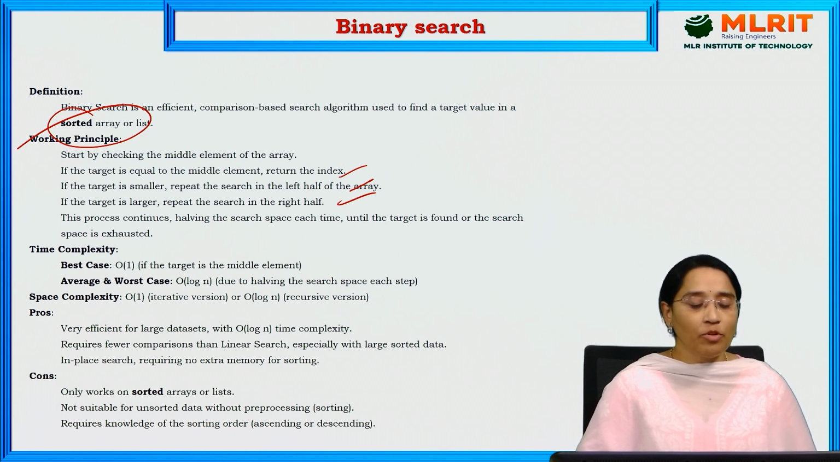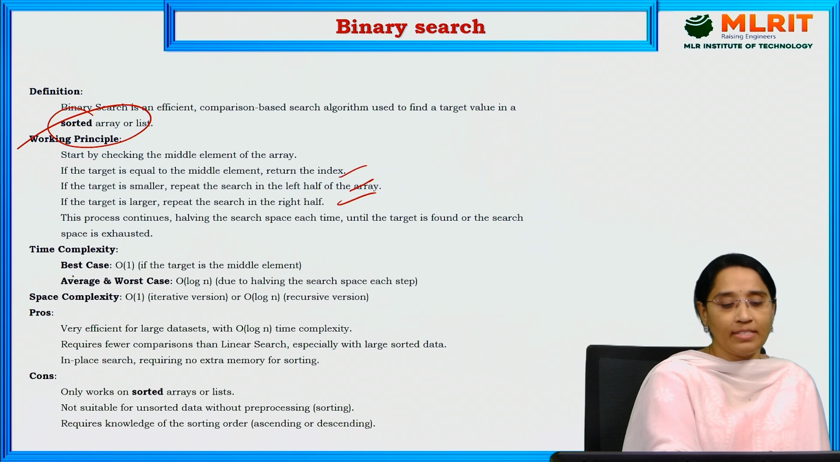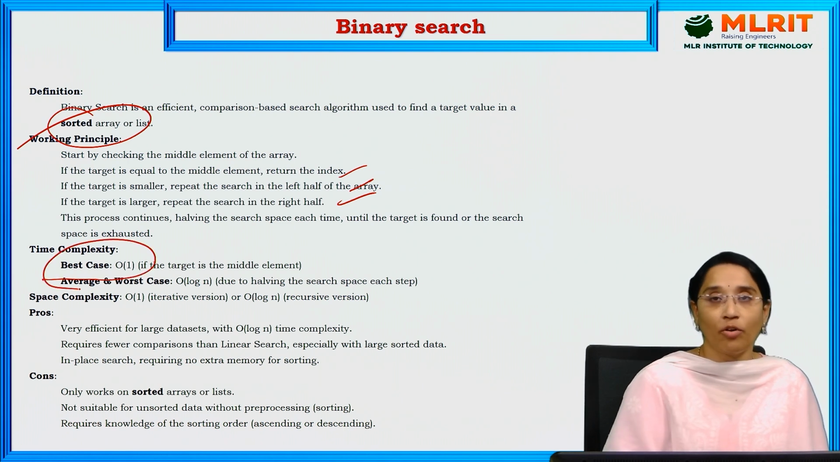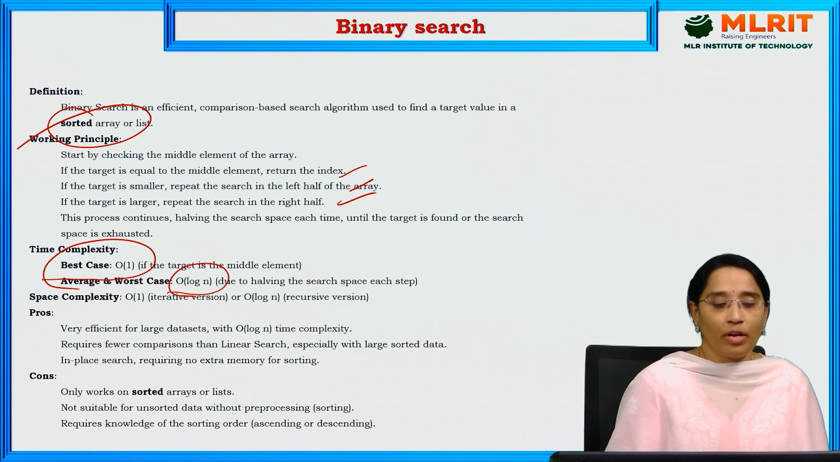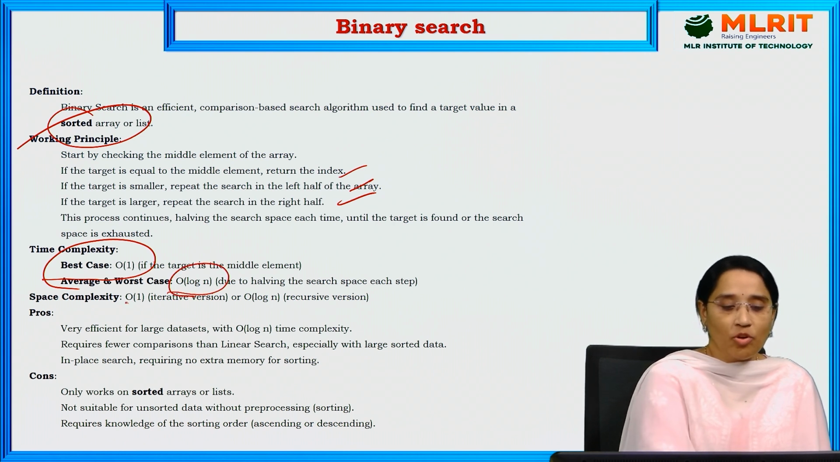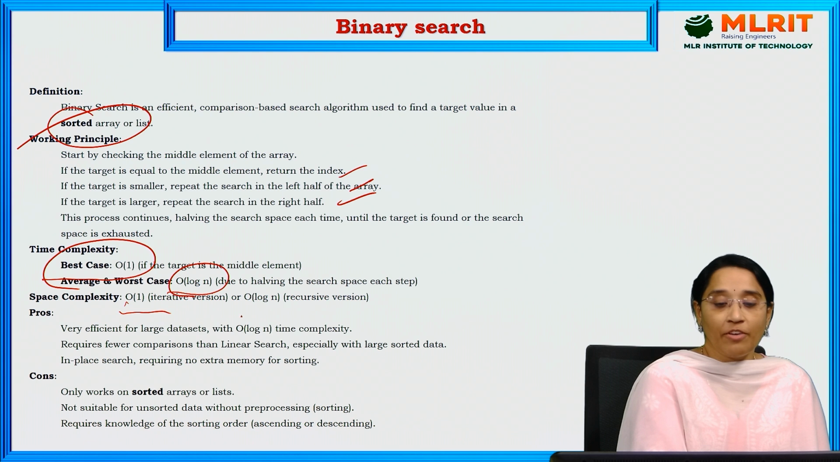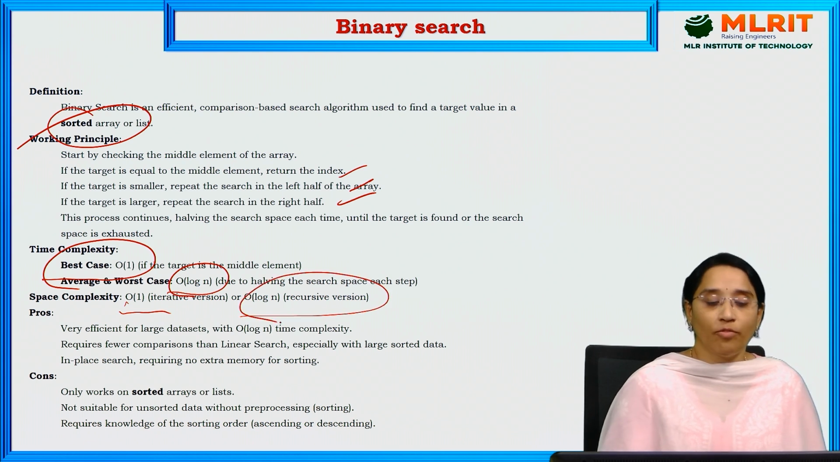The time complexity of binary search for the best case is order of 1, and the average and worst cases are order of log n. The space complexity is order of 1. If it is a recursive approach, it is order of log n.